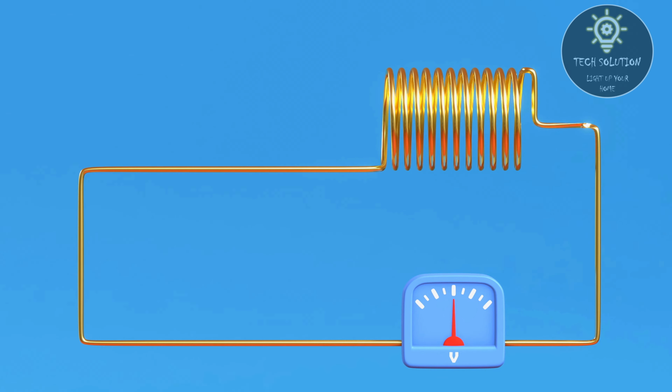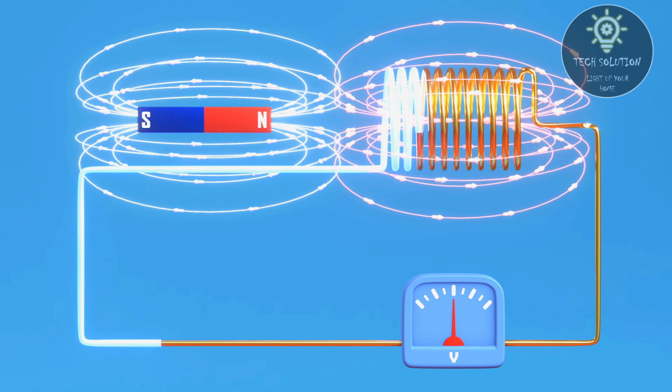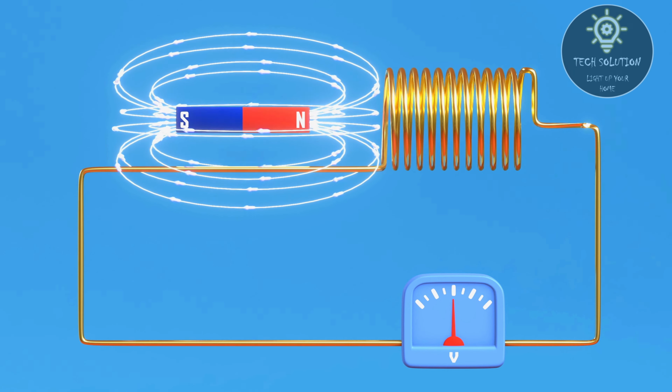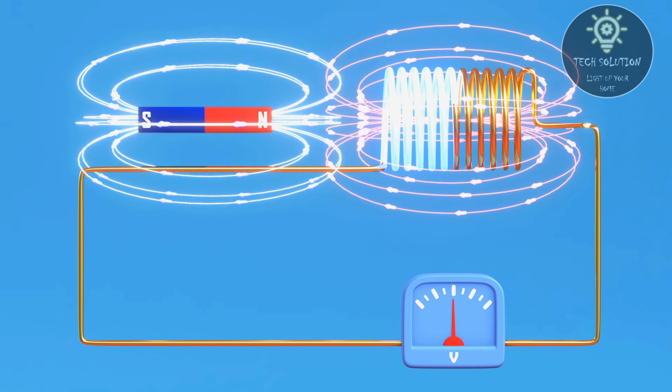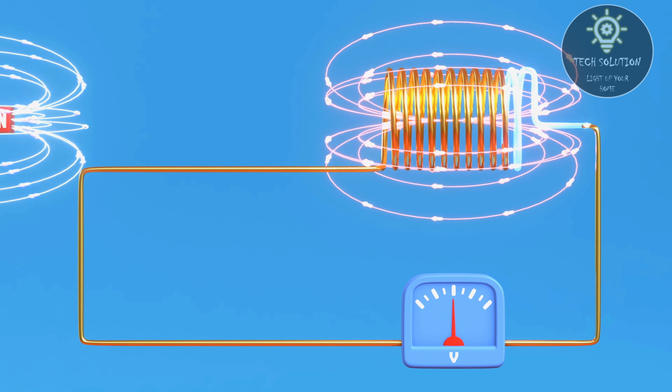When a magnet approaches the coil, changing magnetic flux induces a current, creating a magnetic field opposing the magnet. Similarly, moving the magnet away causes a change in magnetic flux, inducing a current that generates a magnetic field, again opposing the magnet's field.